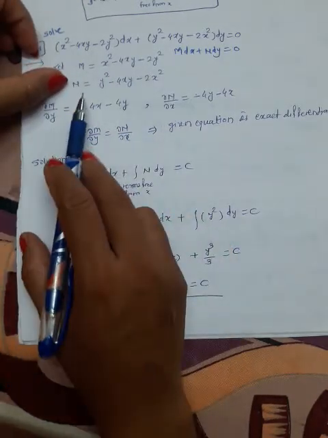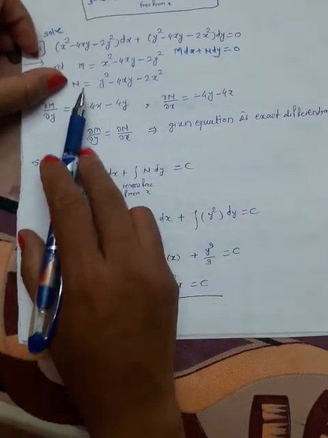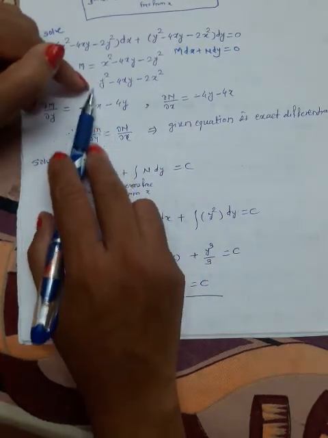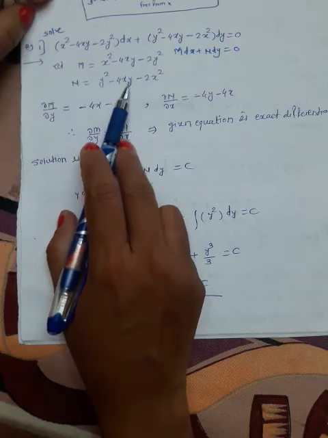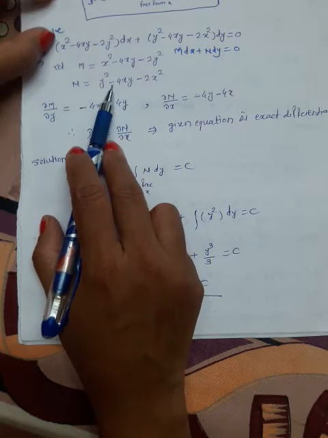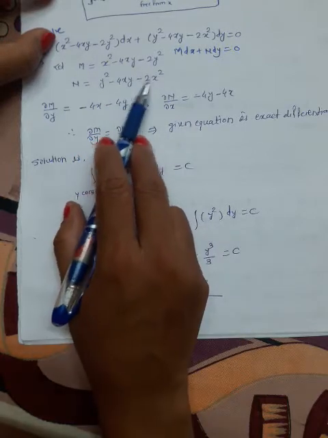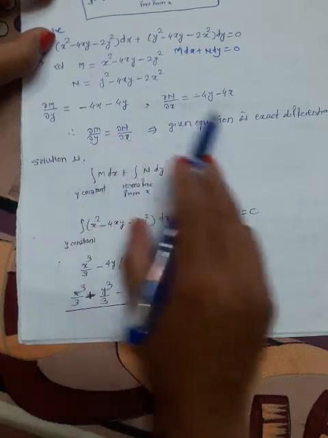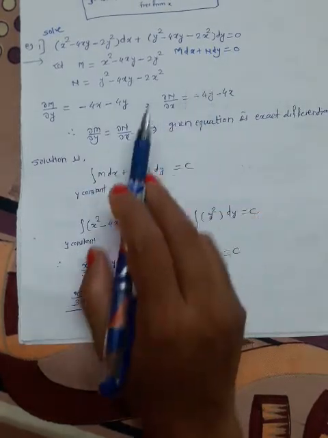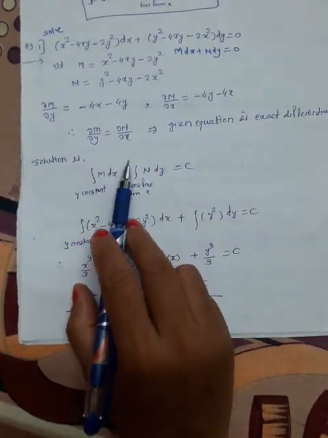Now again, in the same way, ∂N/∂x means the derivative of N with respect to x, while y should be constant. Here y is constant, that's why the derivative of y square is 0. Minus 4y is again constant, and the derivative of x is 1. The answer is minus 4y minus the derivative of x square, which is 2x. If you observe, these two are the same. That's why ∂M/∂y is equal to ∂N/∂x.